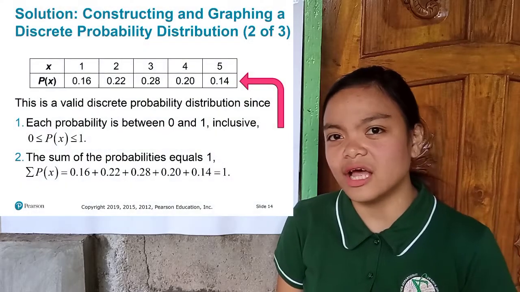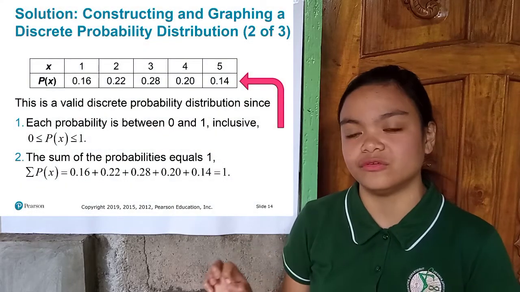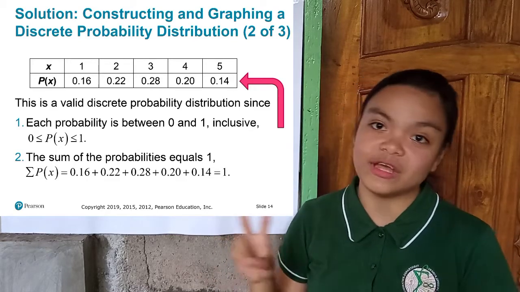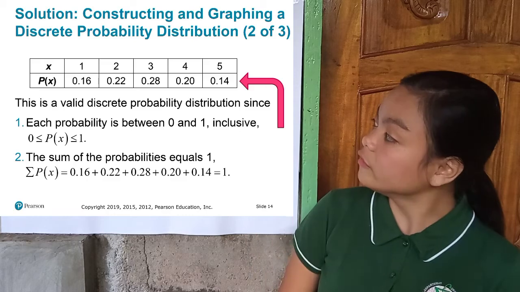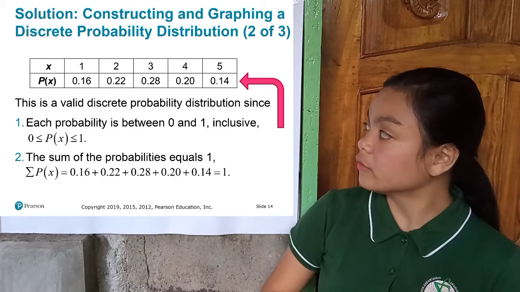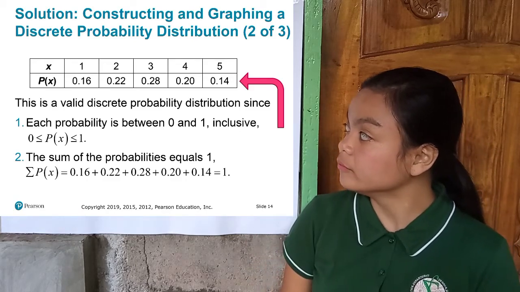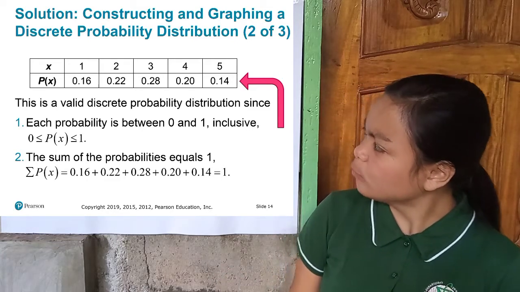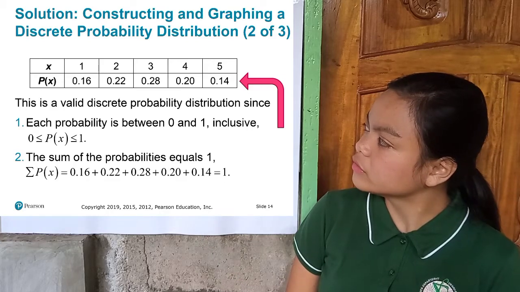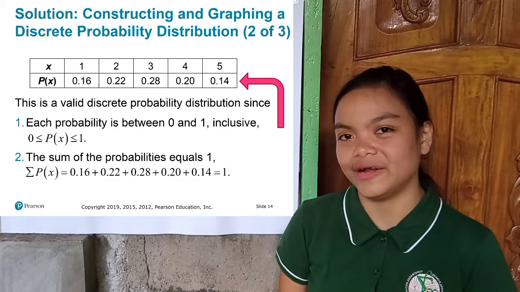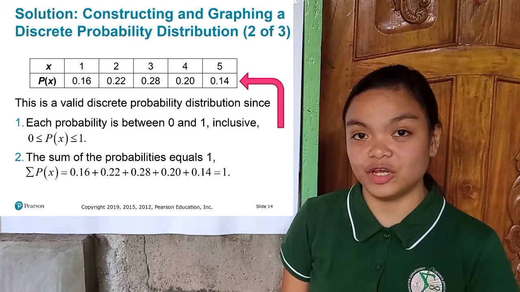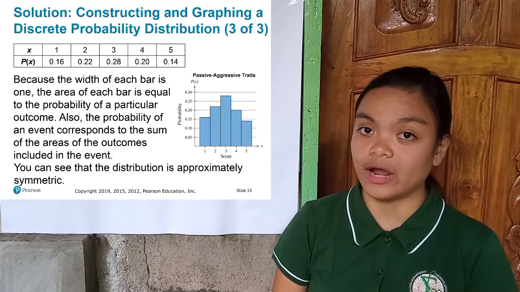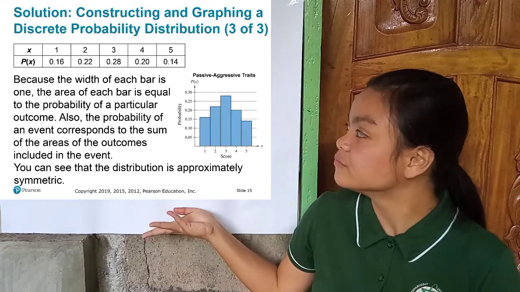The next step is that you should check if this probability distribution satisfies those 2 conditions that I've mentioned earlier. Do all the probabilities satisfy the first condition? Yes, it is between 0 and 1. Next, what is the sum of all these probabilities? It is equal to 1. Therefore, this is a discrete probability distribution. And when you express this through a bar graph, this is what it looks like.